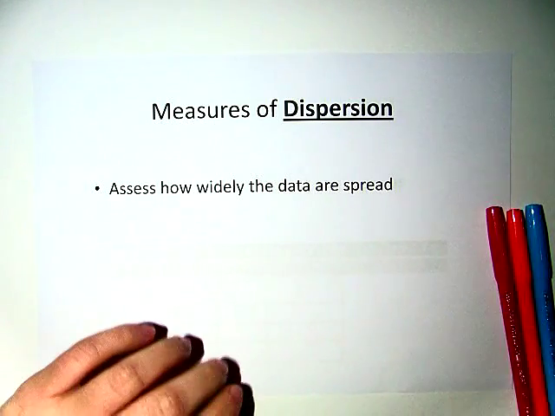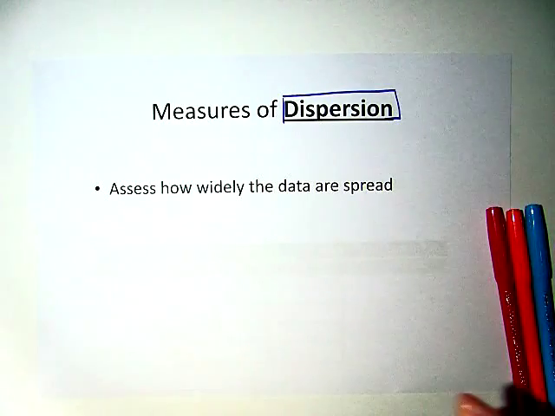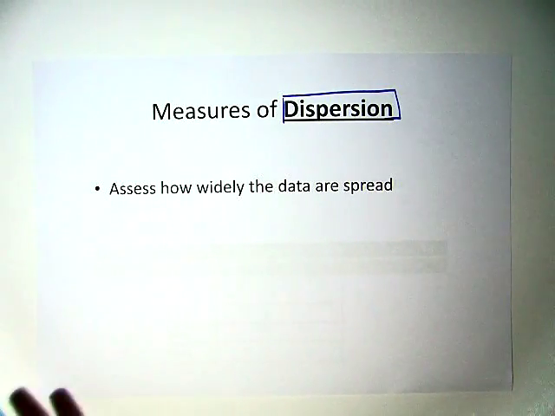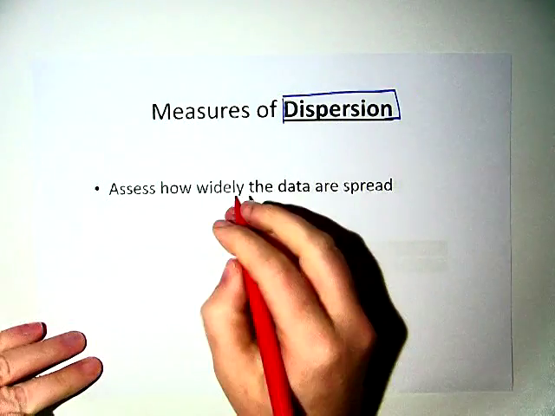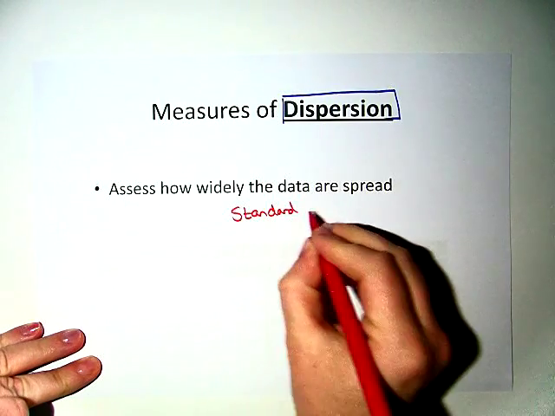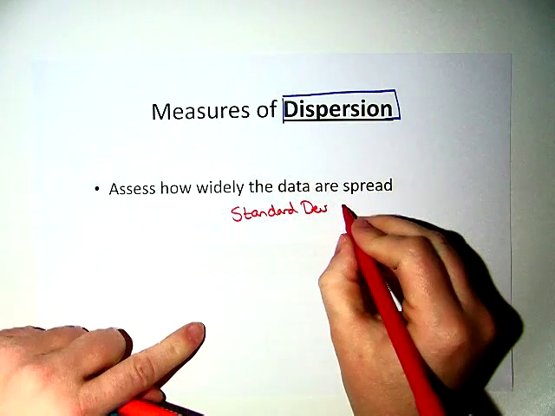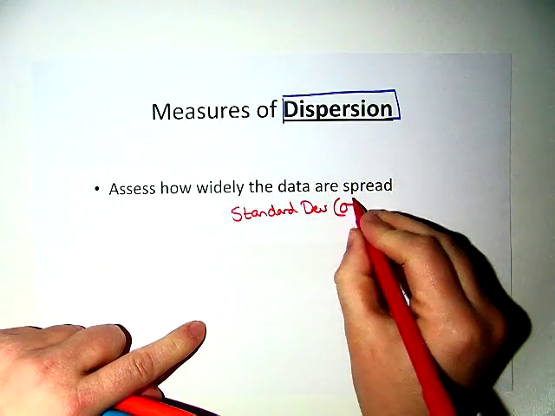Okay, now we're going to look at measures of dispersion. Now, measures of dispersion analyze how widely data is spread. And the way that we figure out dispersion is by looking at standard deviation, variation. Now, standard deviation is often written as sigma.